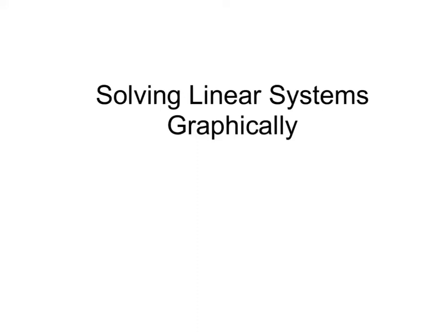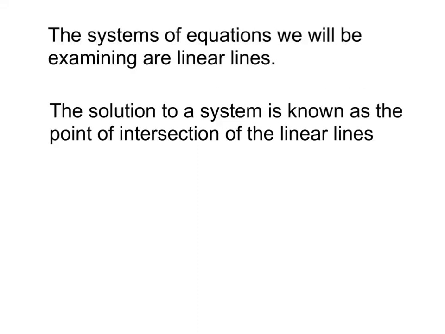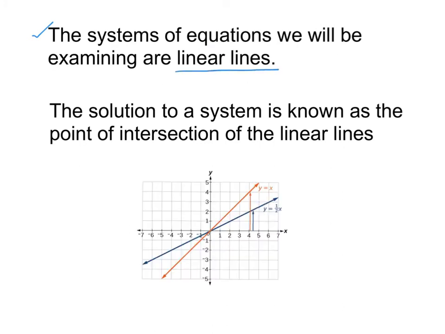Today we are going to draw on graphs to solve linear systems. Now the systems of equations we are going to be examining are linear lines, meaning straight lines. So on a graph we are going to have two lines and we're going to have to find the solution of those two lines. Now the solution basically means the point of intersection. So right in the middle is the solution, meaning the point of intersection.